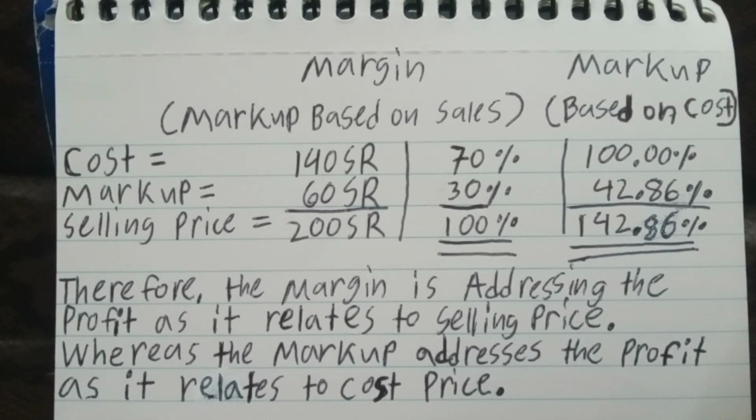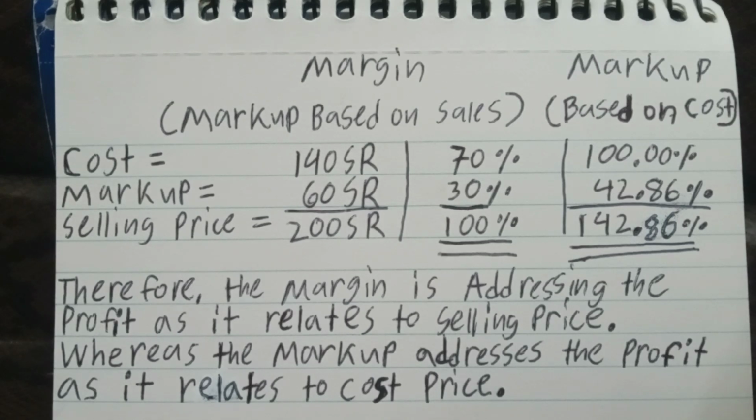So you might be asking, how did we get the 70%, 30%, and 100%? To get the 70%, you have to divide 140 reals by 200 reals. And to get 30%, you have to divide 60 reals by 200 reals. And for 200 reals, it's 100% because it is the total sales.